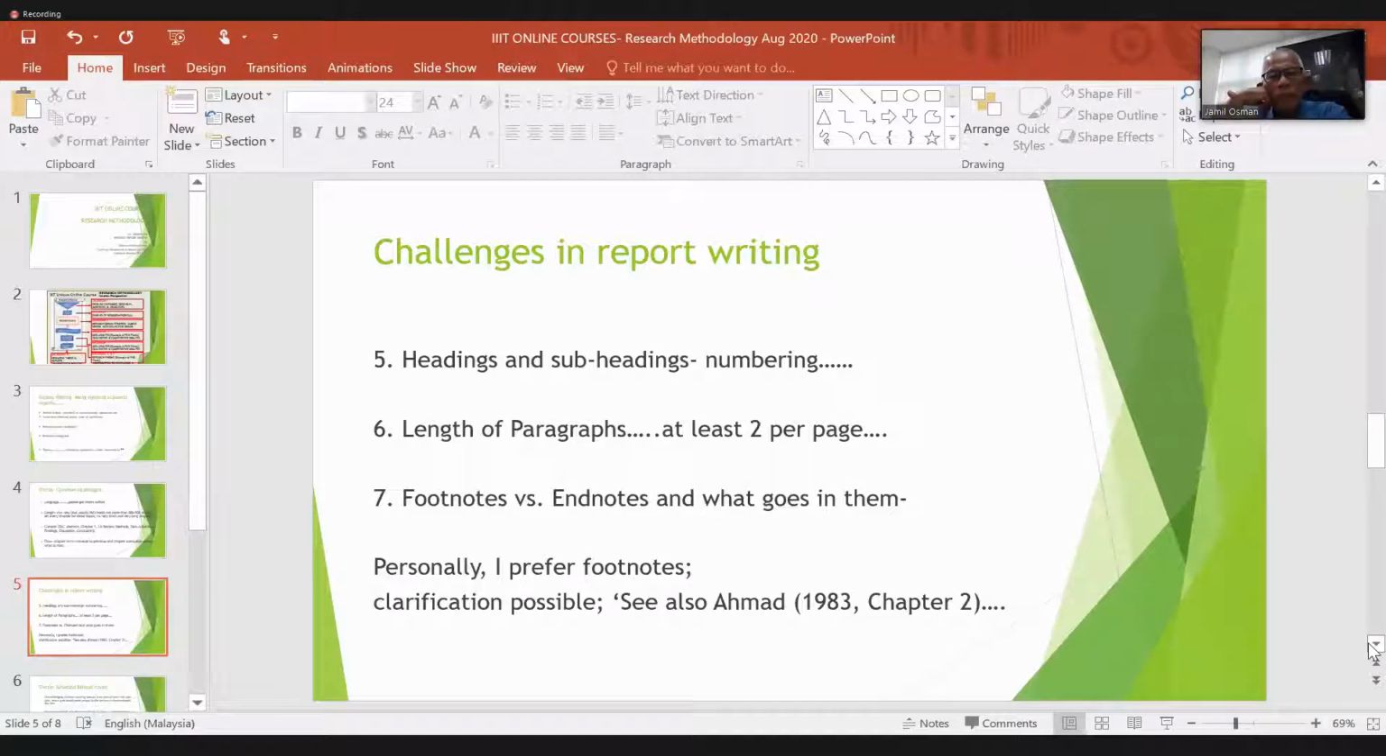You have to pick a certain way of numbering your chapters and the headings and the subheadings. Usually nowadays they use numbers, right? Chapter 1 and then 1.1, 1.1.1, yeah, and so on. So this is very important for that flow to be there.